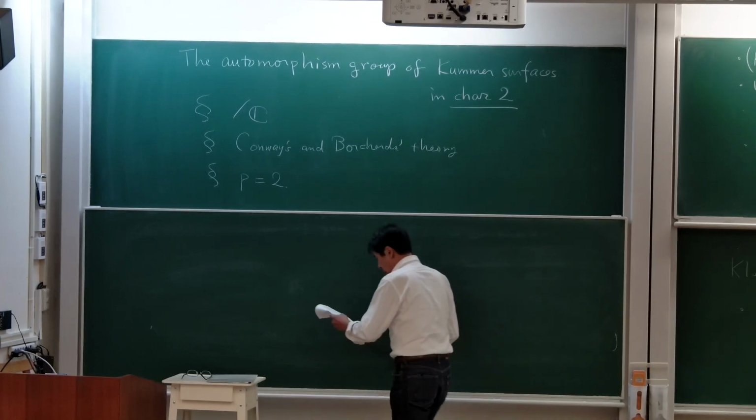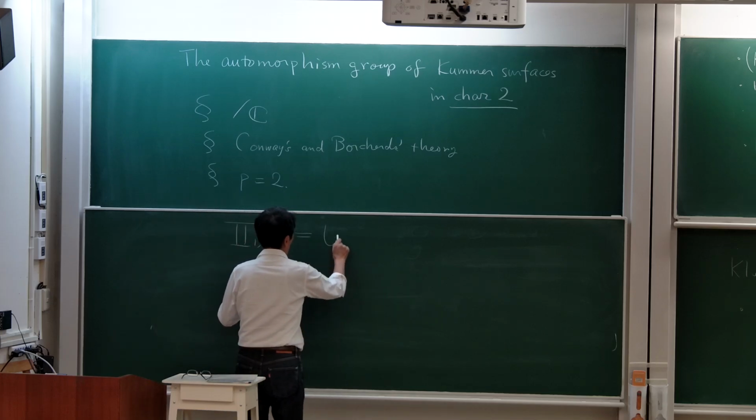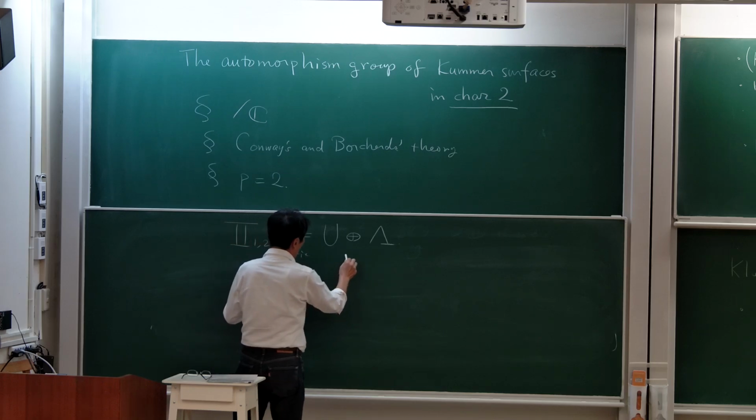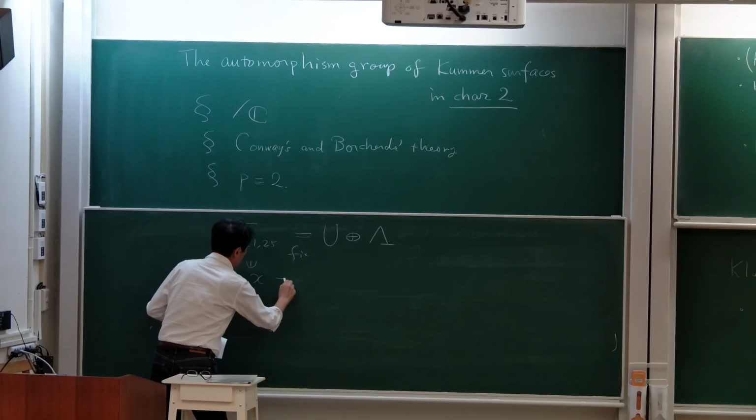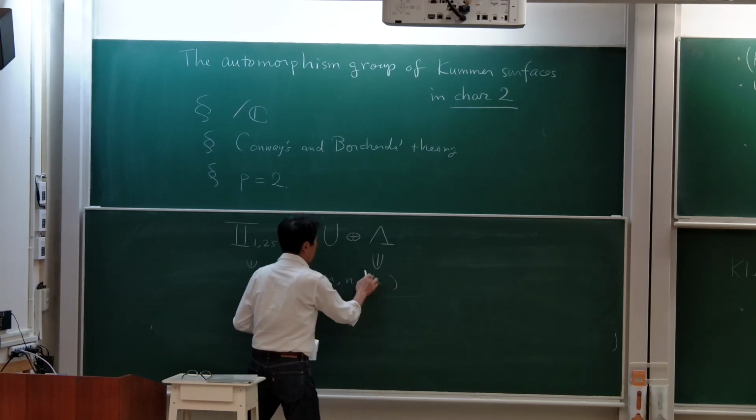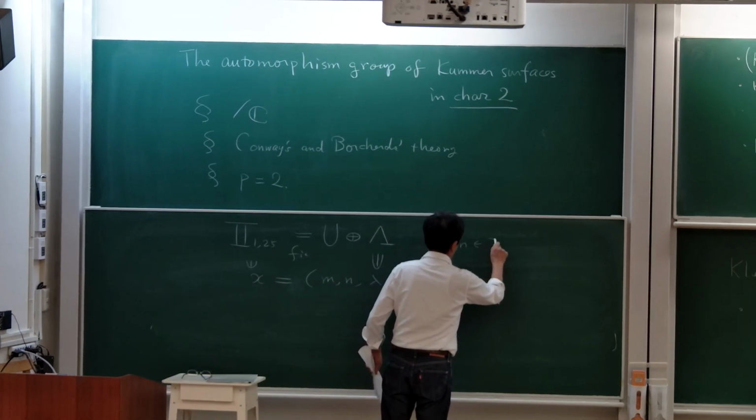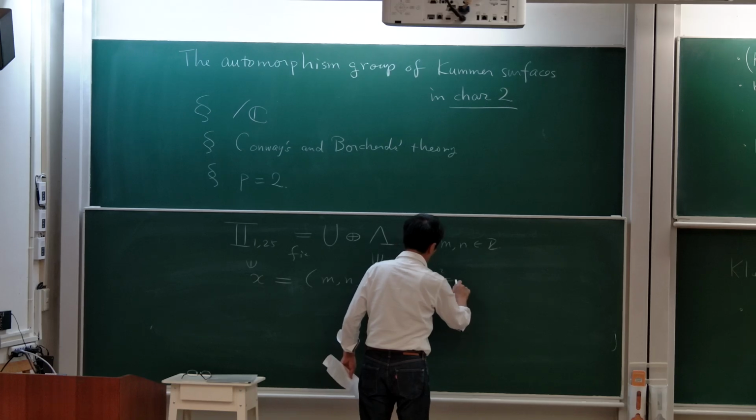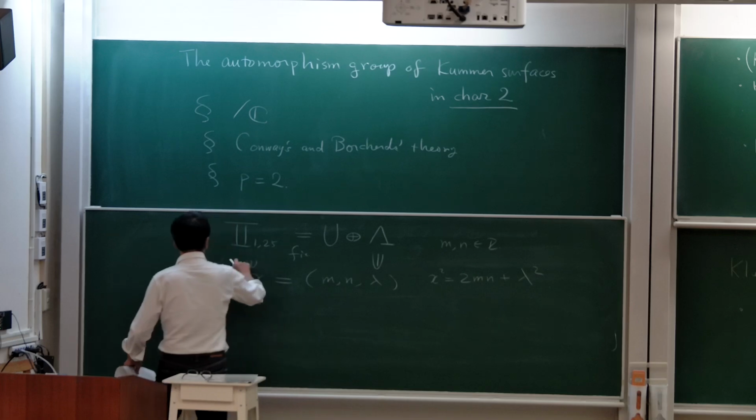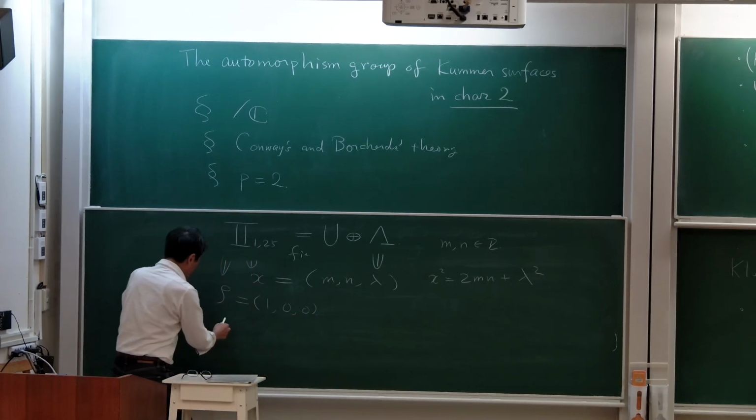So I fix a decomposition, and I use this terminology. Lambda is sitting in lambda, and m, n are integers, and the norm is given by this. Also, I take some special vector, (1, 0, 0). This is called a Weyl vector.